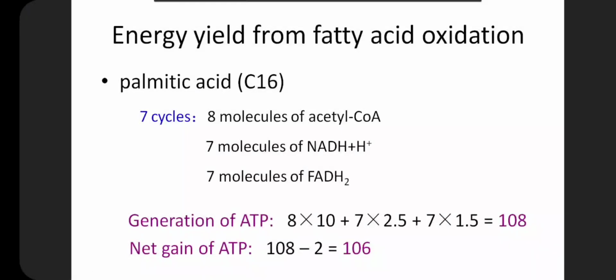And then here you should notice that at the beginning, in the activation of fatty acid, you remember they consumed 2 molecules of ATP. So two ATP must be subtracted for the initial activation of the fatty acid. So the net gain of the ATP is 106.